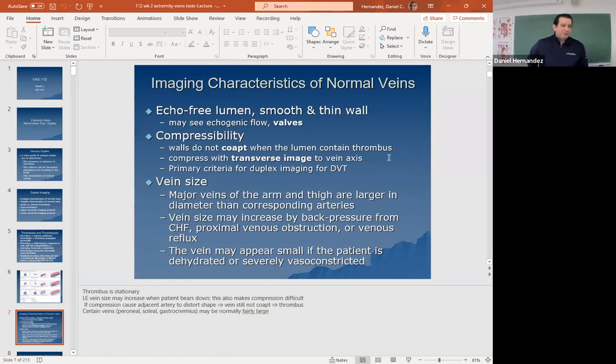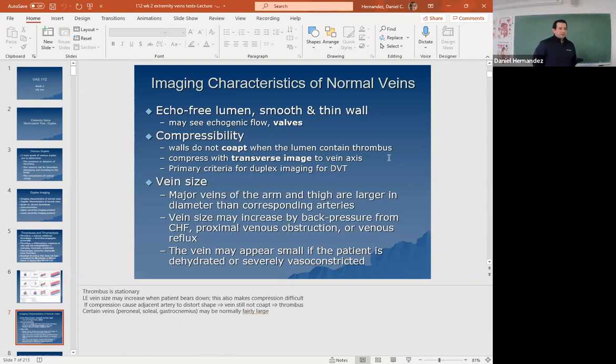They're compressible, so the walls do not coapt when the lumen contains thrombus. So we're able to compress them down. They're able to coapt completely in a normal setting. We do this in transverse. So this is the primary criterion for duplex imaging for DVT.